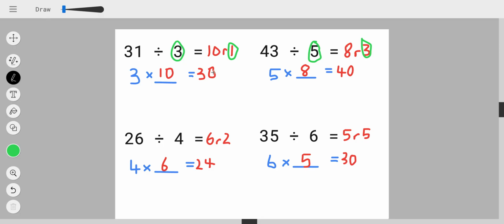So for example, in my first question, 31 divided by 3, if I had a remainder of 4, well, I know that 4 can be divided by 3. So that can't be the remainder. The remainder always has to be less than the number you're dividing by.